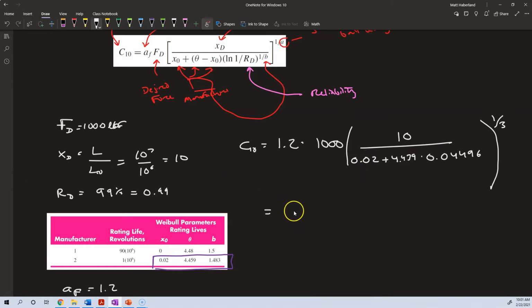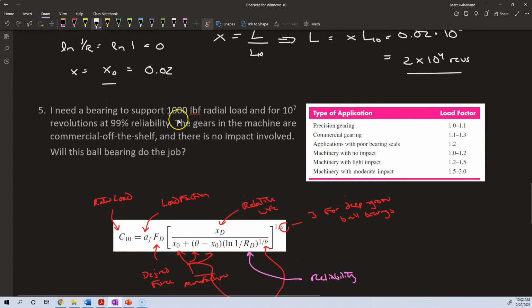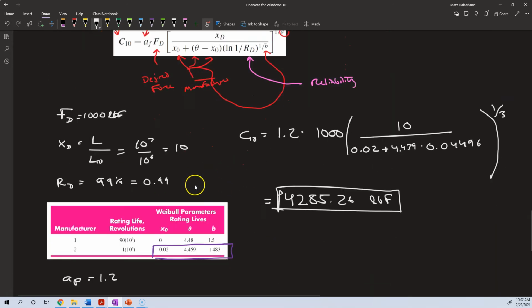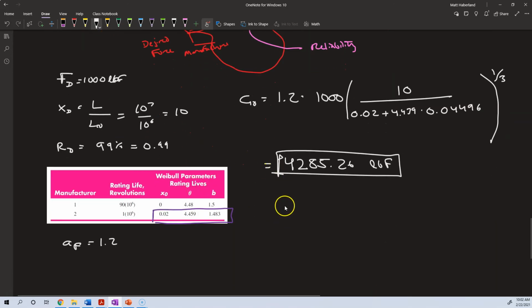Doing the rest of the calculation myself, I'm getting that we need a rated load of 4,285.26 pounds. That is the rated load we need to handle the 1,000 pounds at 99% reliability for a longer time. And so will this ball bearing do the job? The ball bearing that we were considering, we've been using the same one the whole time, had a C10 of 2150 pounds force. And so we need something that's stronger than that. This ball bearing is not going to do the job.